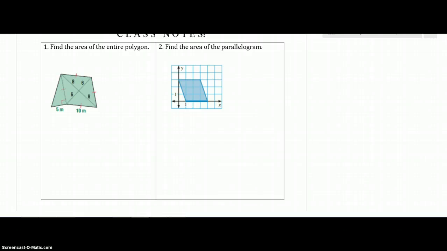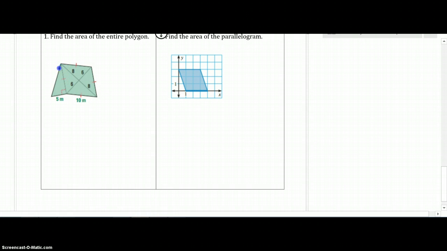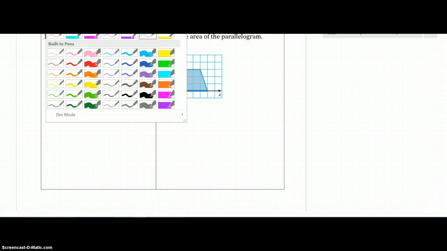Okay. So the first one says find the area of the entire polygon. Just like what we did, I think yesterday or maybe the day before, we took a big polygon and we broke it into pieces, right? And we found the area of each type of polygon that we know and we added it together. Okay?